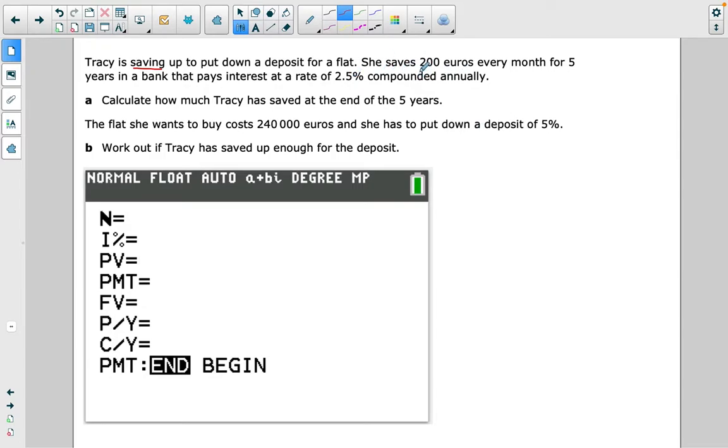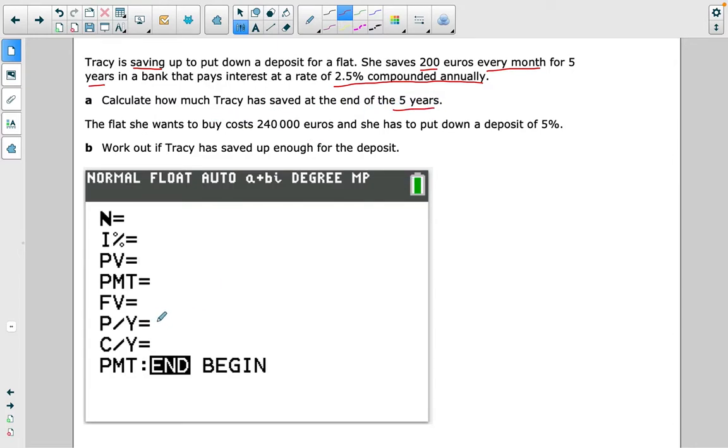The idea is that she's going to put 200 euros every month. So that's one key thing in annuity: you're putting a constant, same amount on a fixed period. So for every month for 5 years, and the interest is 2.5% compounded annually. This is key here. So calculate how much she has saved at the end of 5 years.